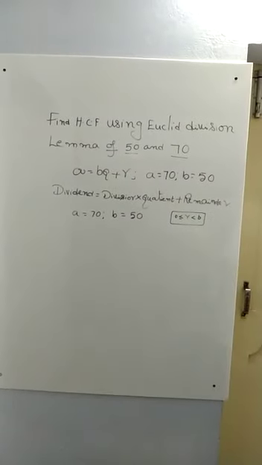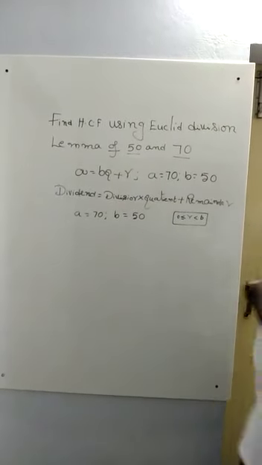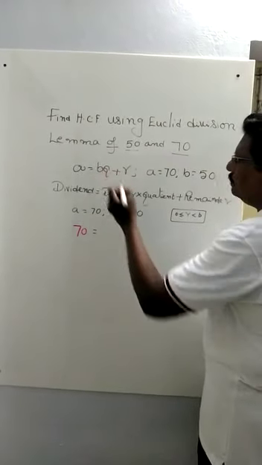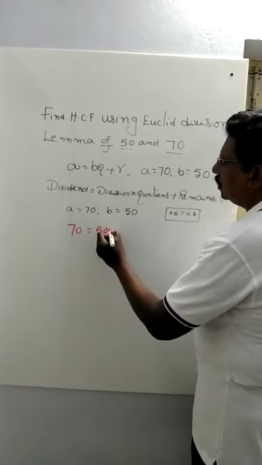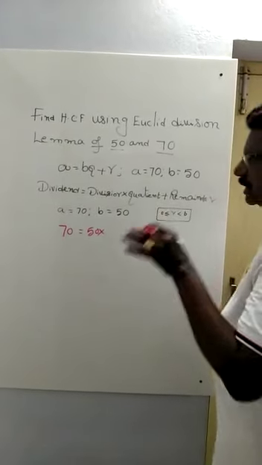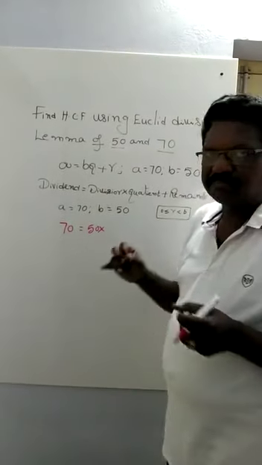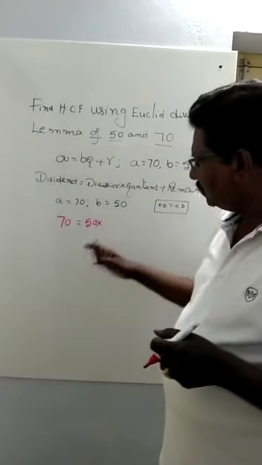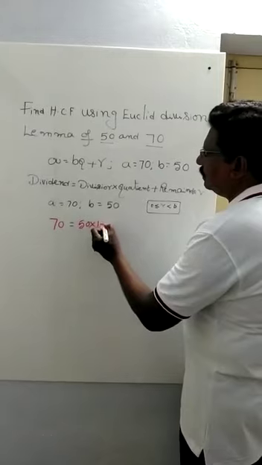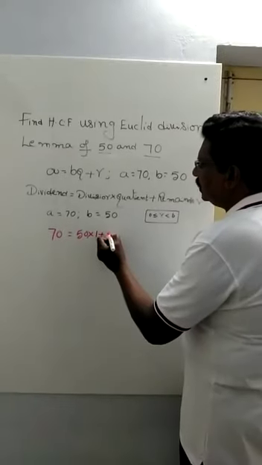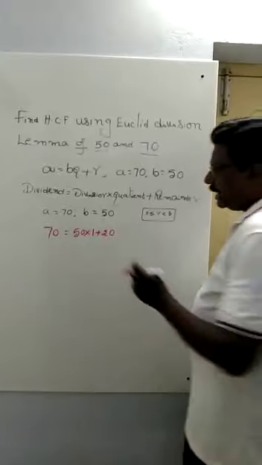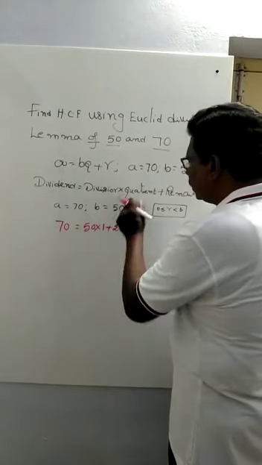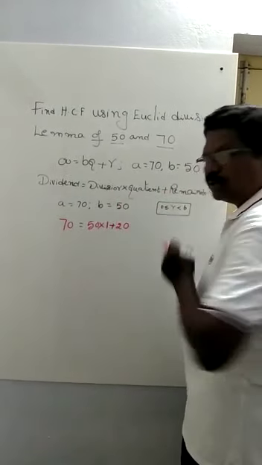A is equal to 70, is equal to B, which means 50, into Q. Which number you have to multiply with 50? Less than, multiply chesthe 70 kante takku raavali, 70 ki equal kavali 50 ni. So 1 times 50 is 50. 70 minus 50, 20 is the remainder. Next, in this form, the divisor is 50, the quotient is 1, the remainder R is equal to 20.